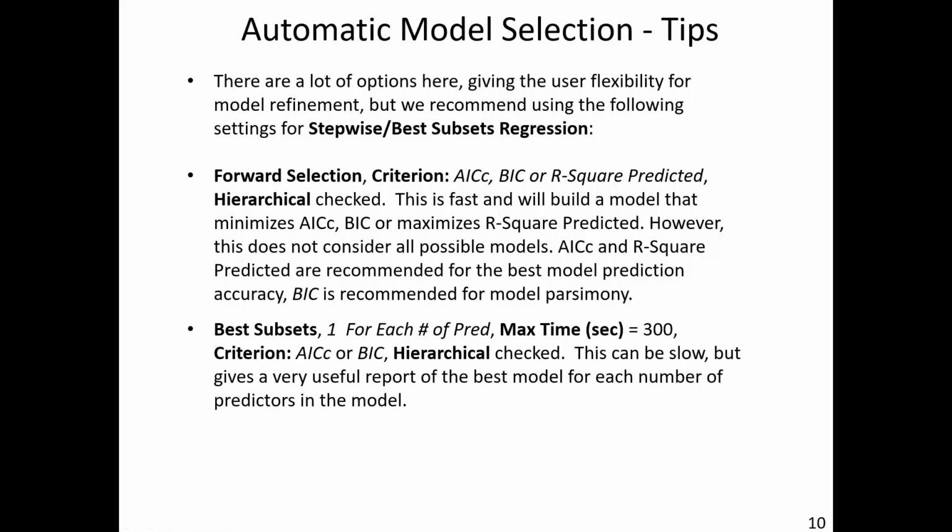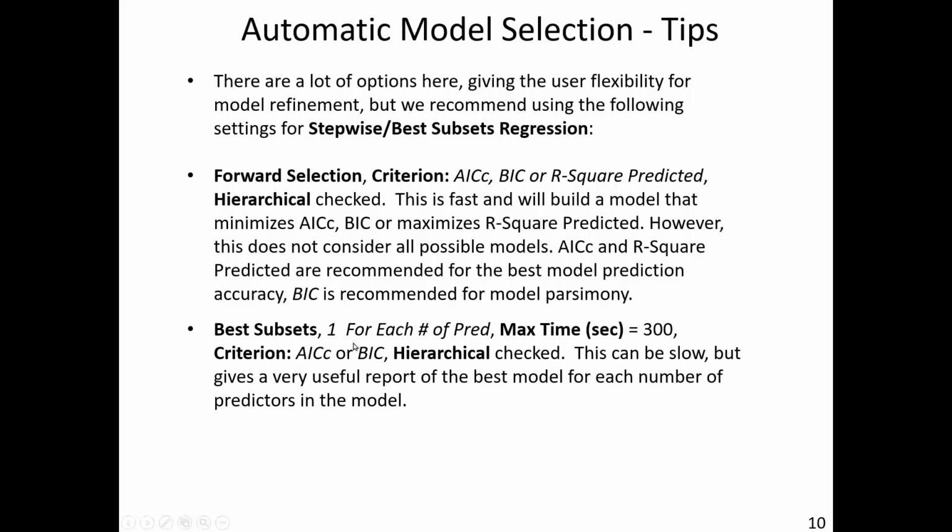And when you're doing forward selection, you don't have the time computation issues that you do with best subsets. So forward selection with R-square predicted is good. It's fast, and it will either minimize AICC, BIC, or maximize R-square predicted. As I mentioned, it does not consider all possible models. Also recall that AICC and R-square are recommended for the best model prediction accuracy, and then Bayesian information criteria is recommended for model parsimony. Do both, all right? Or do all three, and you can compare the models. It's pretty quick and easy to do that.